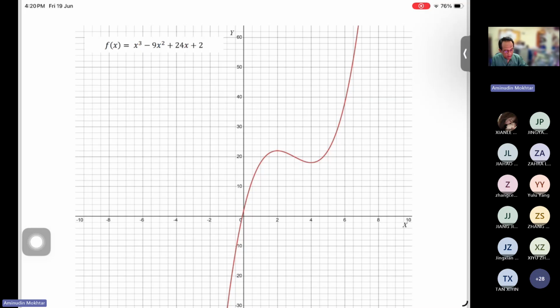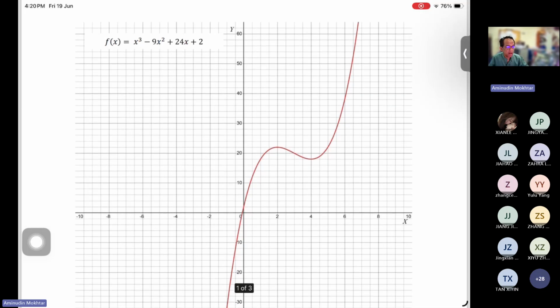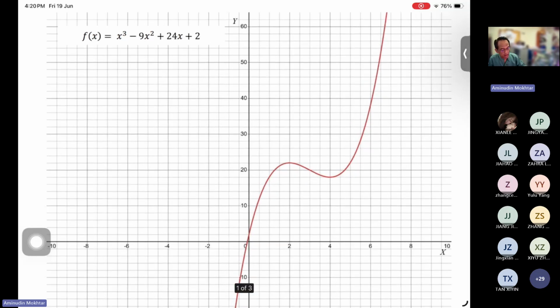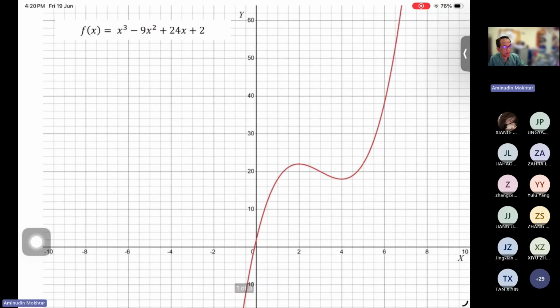Okay, let's say this graph is for a cubic function, f(x) equals x to the power of 3 minus 9x squared plus 24x plus 2. That is a cubic function. I also share with you the graph for this function, and you can see that at the first part the graph is increasing.